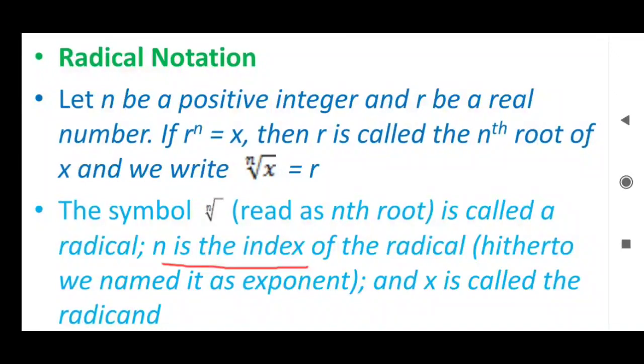Hitherto we named it as exponent. That means we already studied it in the name of exponent in the lower class, and x is called the radicand. Again listen to this definition. If r is any real number which can be expressed as r power n is equal to x, when you bring this power n to the right side, it becomes nth root of x, which is equal to r.